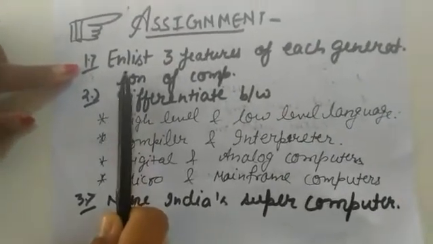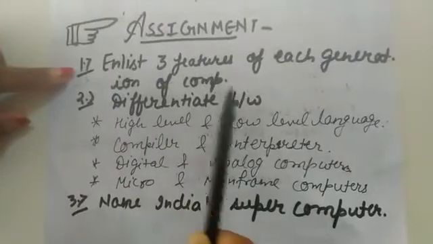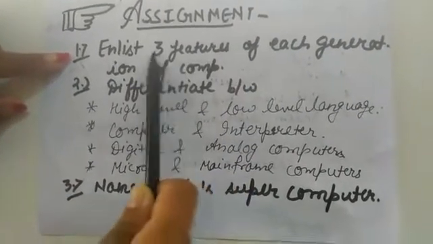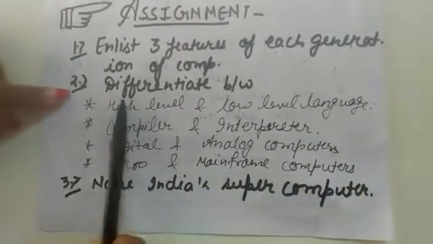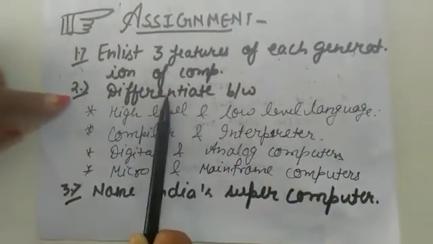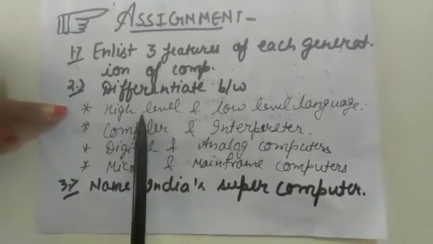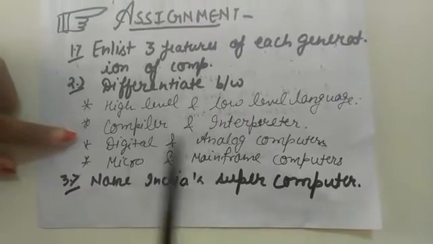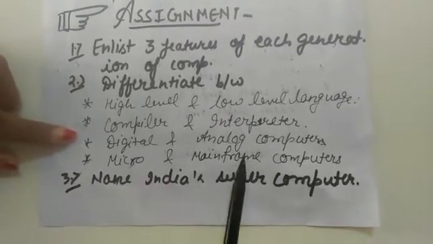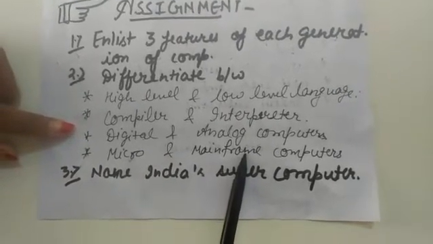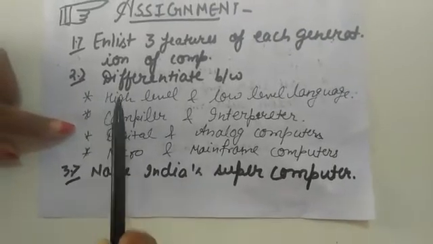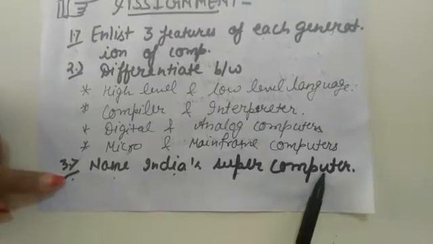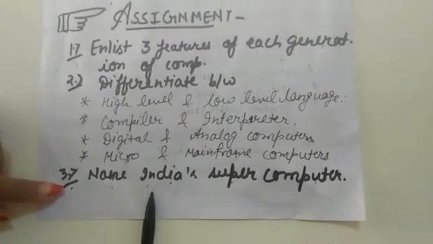is question number 1. Enlist 3 features of each generation of computer. There are 5 generations, and for each you have to write 3 features. Second, you have to differentiate between the following: high level and low level language, compiler and interpreter, digital and analog computers, micro and mainframe computers. Some of the answers you can find in the previous video. Then the third one is: name India's supercomputer. You have to name only one of India's supercomputers.